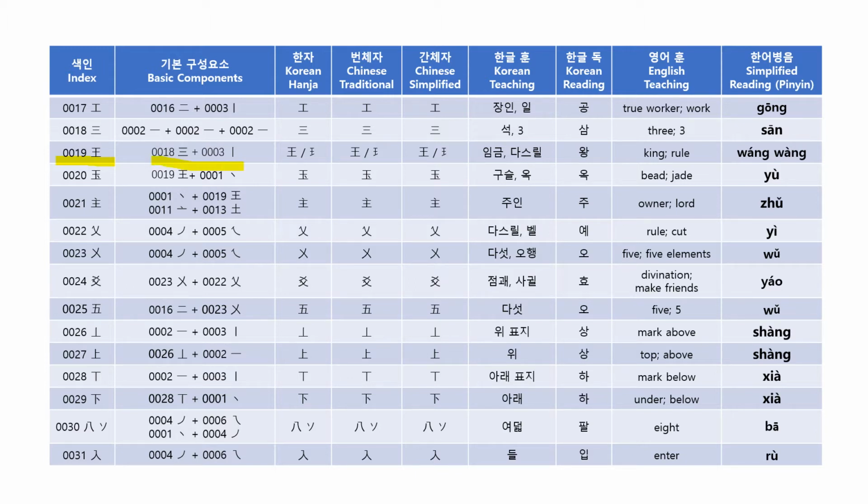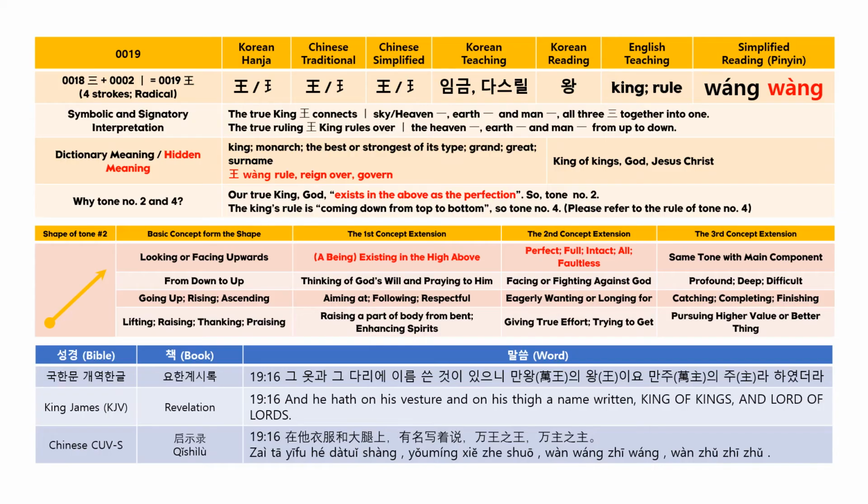This character is the combination of two characters we already learned. Yeah, all same in shapes in Korea and in Taiwan and in mainland China. Yeah, this character meaning king and rule. Four strokes. One of the radicals. Okay, combination of these two characters.